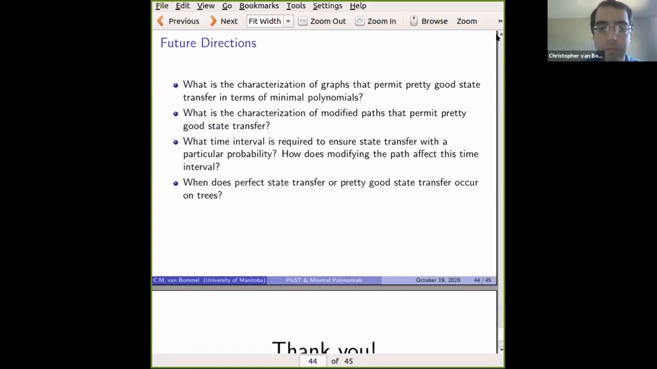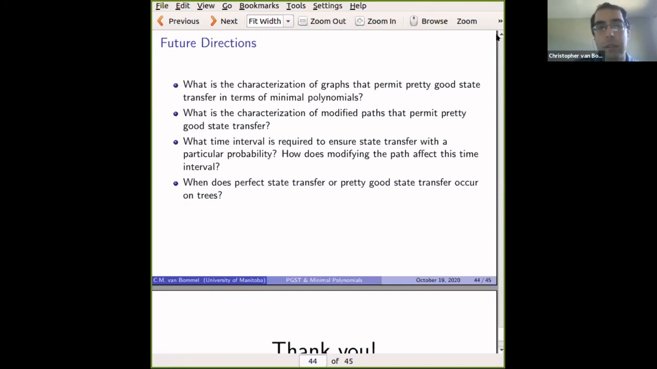And one of the questions that frequently crops up with pretty good state transfer is, okay, yes, you can achieve transfer with arbitrary success, but really how long does that take? And so looking at what sort of time scales are required here, and do different weightings or different modifications lead to better or worse timescales.